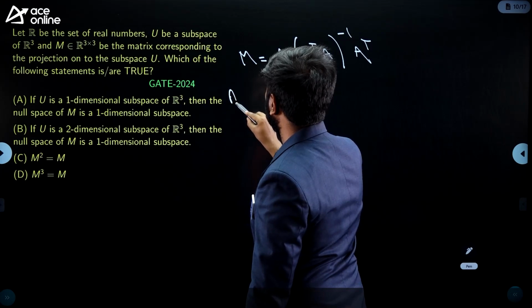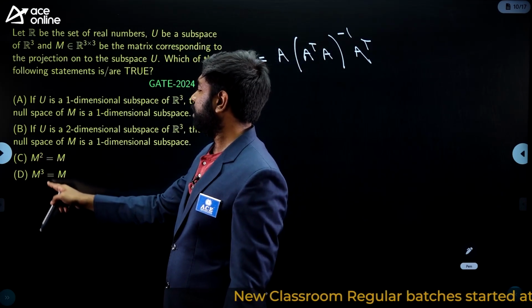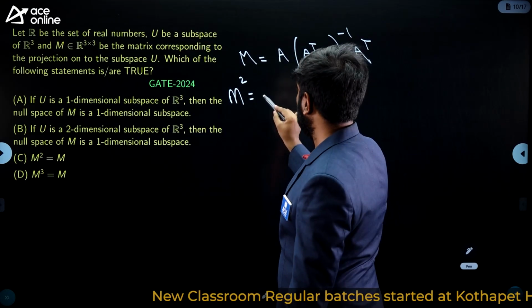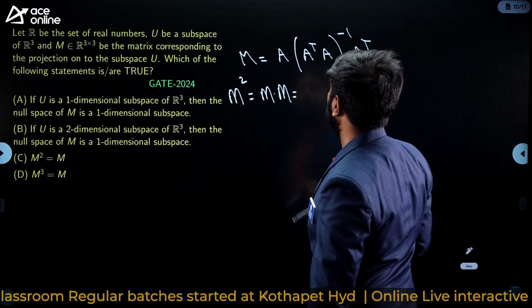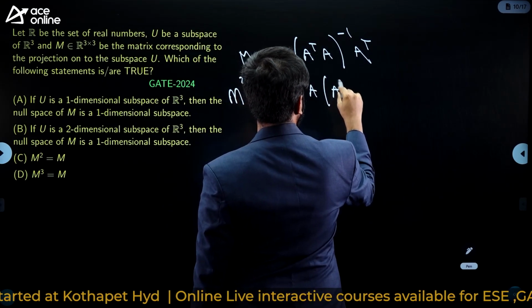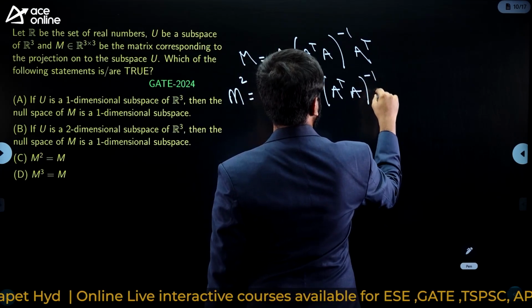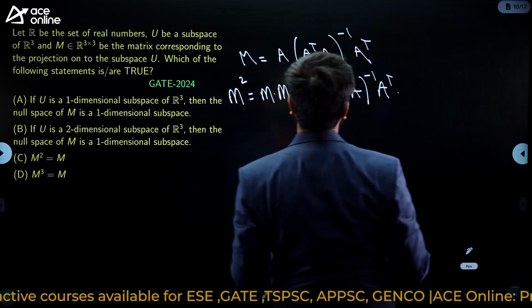Now let us look at what M square is, because it's a standard property. They're talking about M square and M cube. How do you write M square? M square is nothing but M into M. What is the projection matrix M? It is A into A transpose A whole inverse into A transpose, into another M. What is another M?